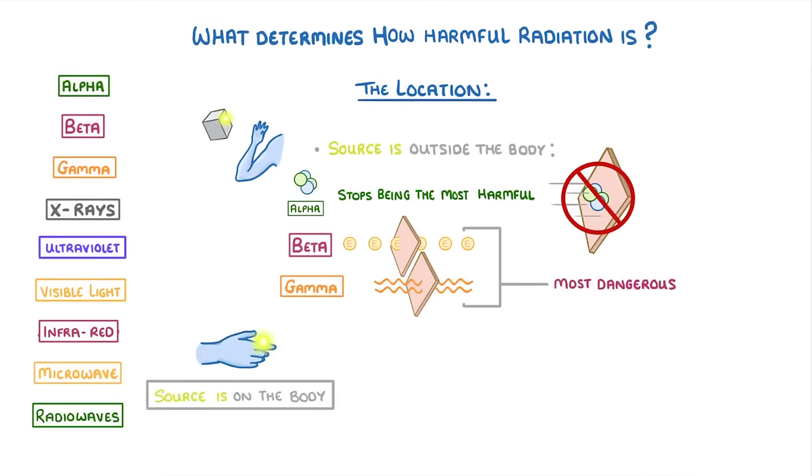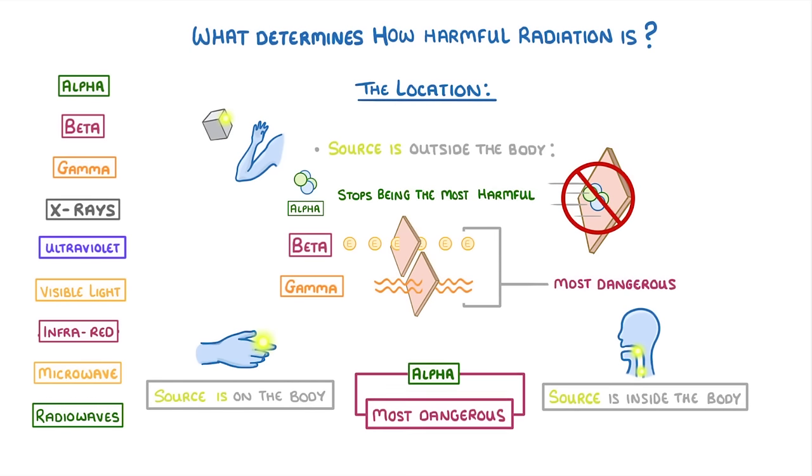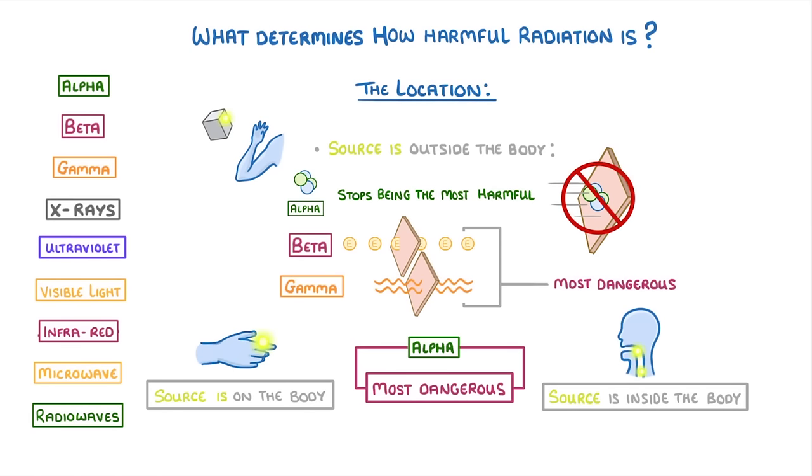If the source is on the body though, like in the case of contamination, or if it's inside the body, for example if you ate something that had been contaminated, then alpha radiation would be the most dangerous, because it would be able to make it into your cells.